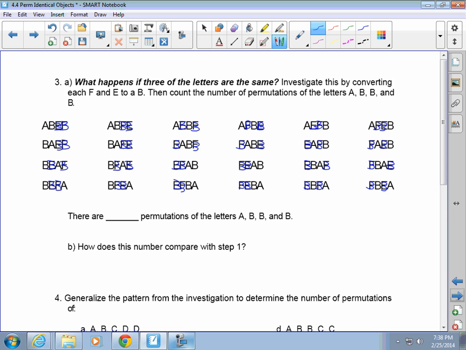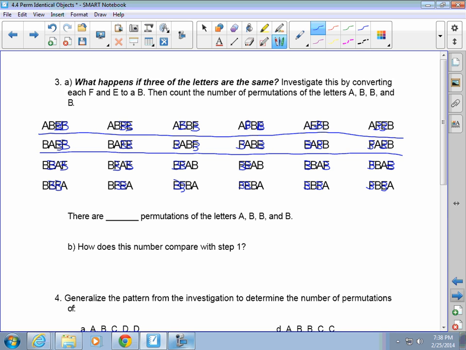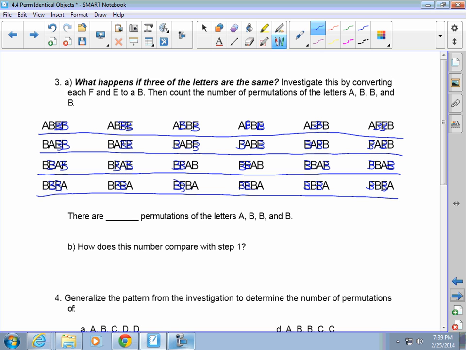So if we look down here, we've got an A at the beginning, and then the rest of the row is B's. We've got a B in the beginning, A in the second spot, and then B's. Our A in this row is in the 3rd spot, and then the A in this one is, of course, in the last spot. So how many permutations do we have now? We have 4 distinct permutations.